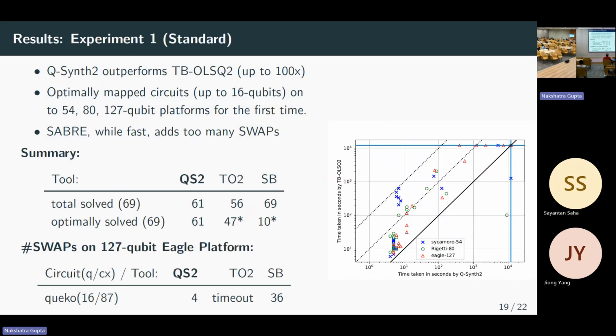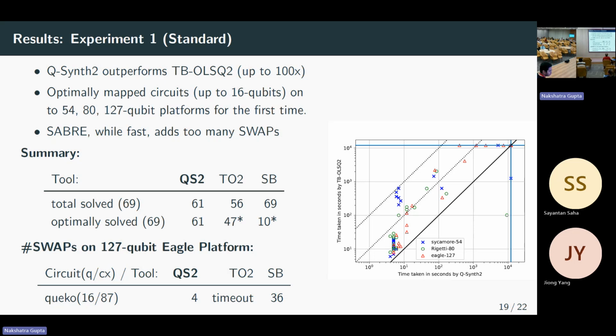So I have some results. For the first experiment, on the right, you can see our plot. On the x-axis is the time taken by our tool, QSynth2, and on the y-axis the time taken by TB-OLSQ2. This bold line is x equals y, and these dashed lines are 10x and 100x speedup. So if any dot is above this line, we perform better. If it is below, TB-OLSQ2 performs better.